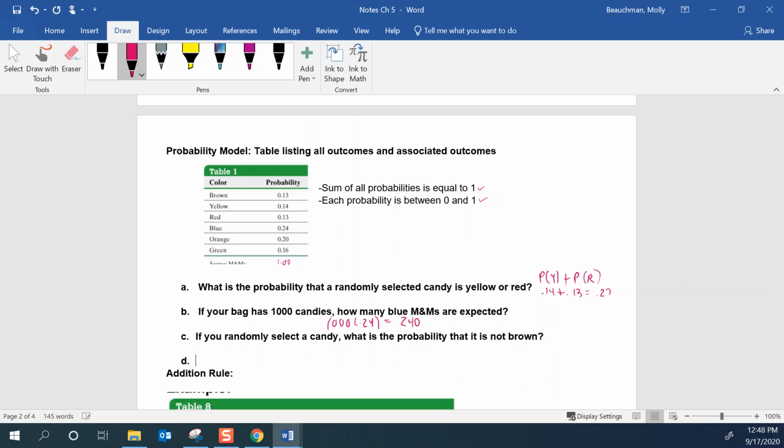Third question: if you randomly select a candy, what's the probability it is not brown? This is a complement. The probability of brown is 0.13. So the probability of the complement is 1 minus the probability of brown, which is 1 minus 0.13, which equals 0.77. The probability of brown is 0.13, and the probability of not brown is 0.77.